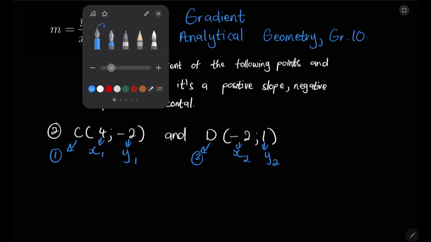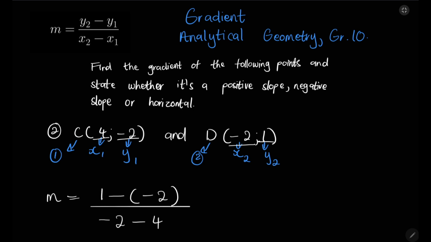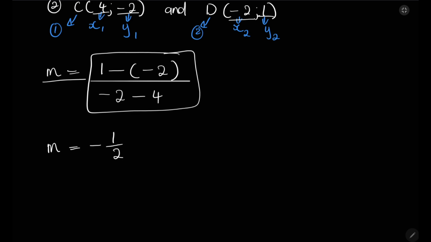For the next step, let's substitute into our gradient formula. We have m is equal to y2. There's a y2. It's 1 minus y1, which is -2. Let's put it in a bracket all over. You have x2. There's your x2. It's -2 minus x1. x1 is 4. So it's -2 minus 4. Now let's punch this in a calculator without making any mistakes. Make sure that you include your bracket. Your answer should be, you write our m is equal to -1/2. That is the gradient.